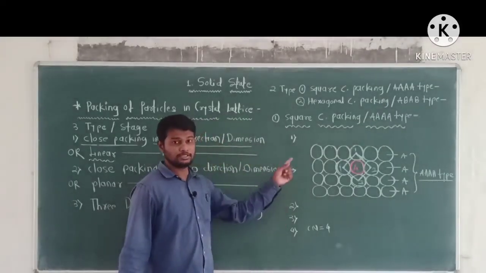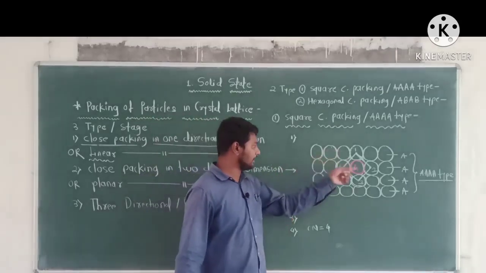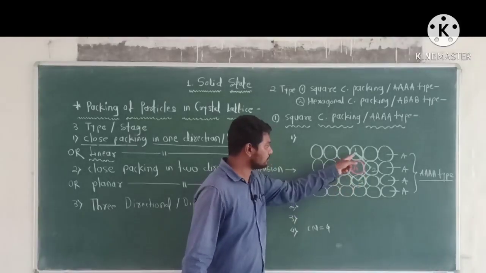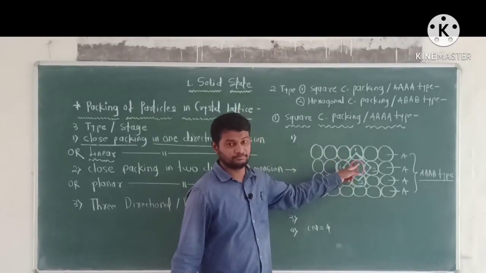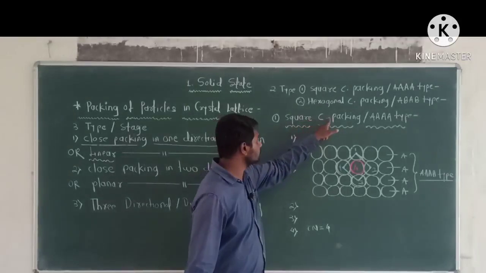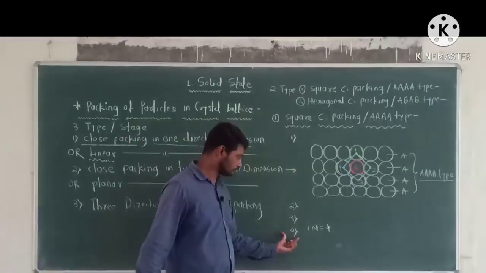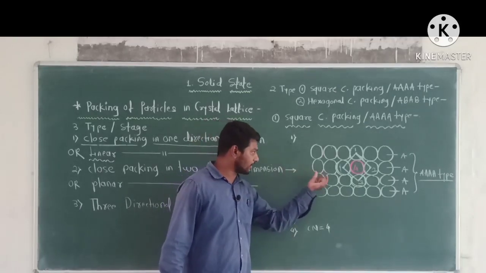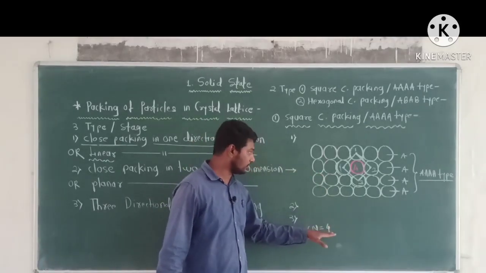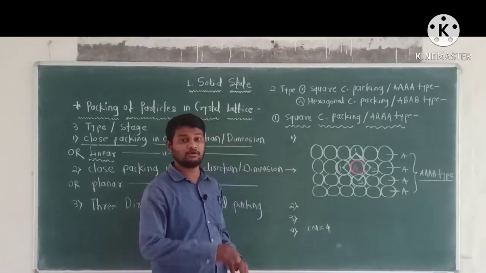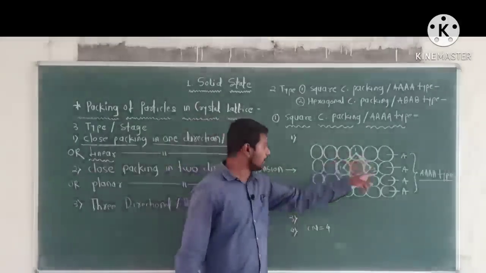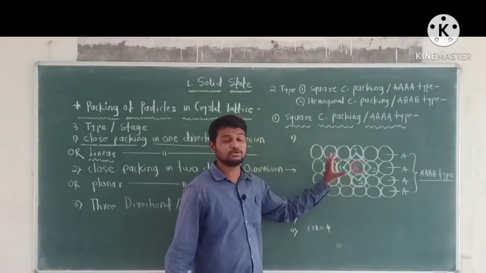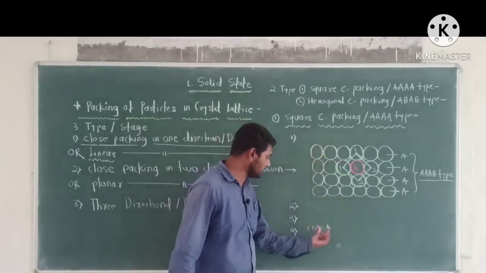Third point, in this packing the centers of 4 neighboring constituent particles are joined to form a square. Therefore, such a packing is called square close packing. And last point, in this packing the coordination number of each constituent particle is 4, because each constituent particle is in contact with, or surrounded by, 4 other constituent particles. Therefore, the coordination number of each constituent particle in this packing is 4.